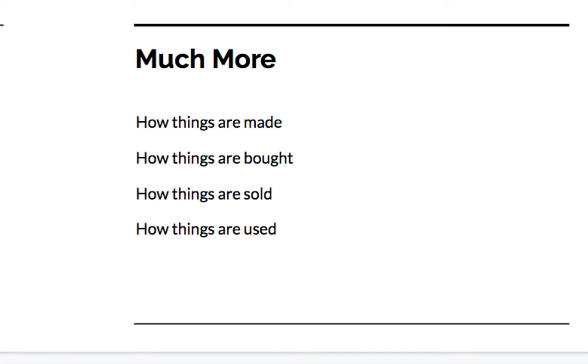So in economics, you study how things are made, how things are bought, how things are sold, and how things are used. So we look at it on a very micro or small scale, but we can also use these small models to make it a bigger picture or a macro scale of macroeconomics.